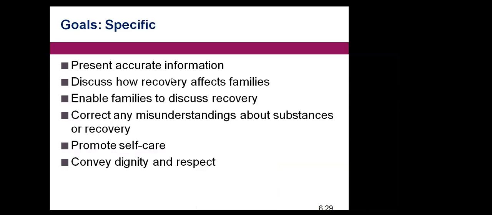Then there are specific goals. Present accurate information. Discuss how recovery affects families. If they have a plan, that will actually affect the family dynamics. So you have to get them to a point where they open up and let them know that this behavior of their own child or ward has actually affected the relationship in the family in one way or the other. And then you can discuss how this comes about in different times or different ways, either positively or negatively, but most times in a negative way it actually affected families.